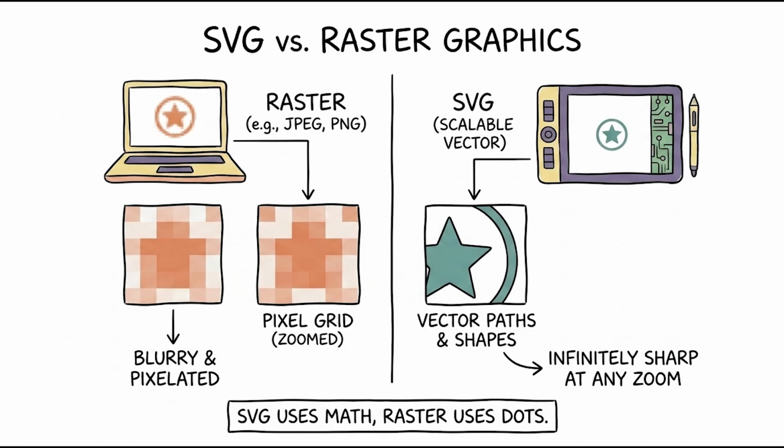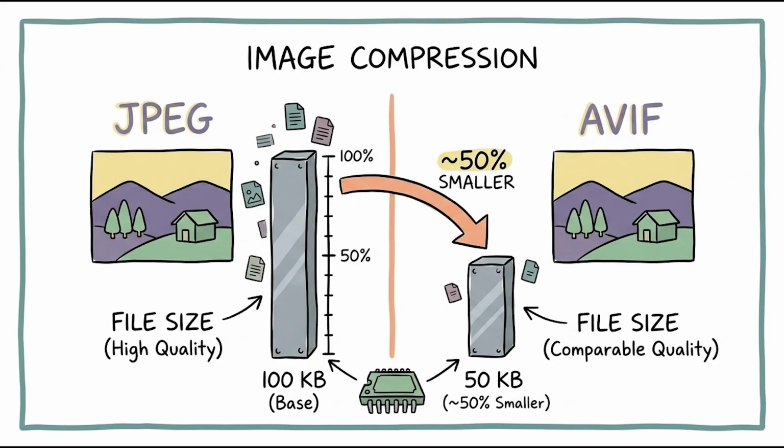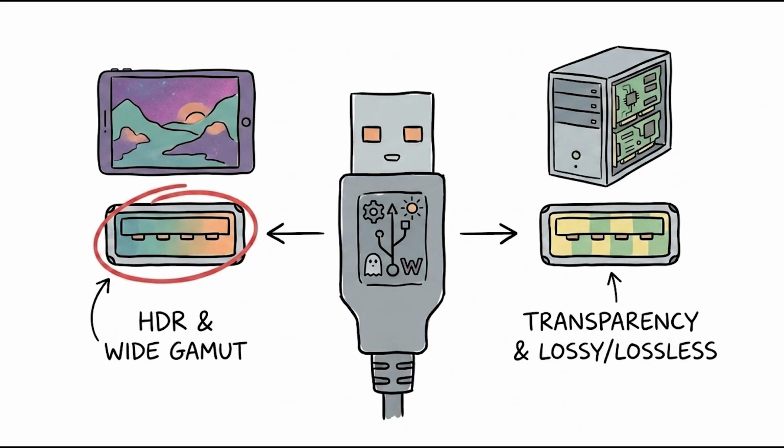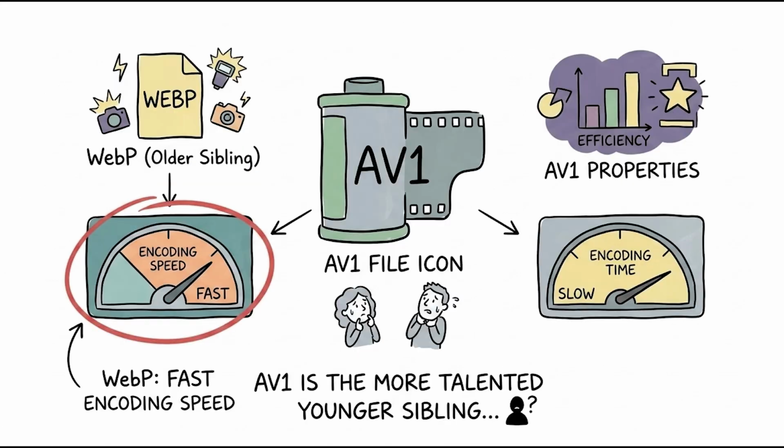The compression results are remarkable. AVIF images can be roughly 50% smaller than JPEG at comparable quality. They support HDR, wide color gamut, transparency, and both lossy and lossless modes. It's basically WebP's more talented younger sibling who showed up and made everyone nervous.